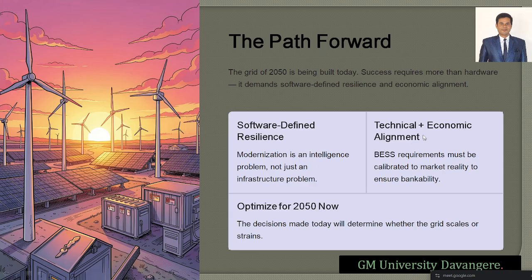So when you come to the point of the technical plus economic alignments, we should think about the battery energy storage requirement, right? That must be calibrated all the time, okay? Or else what will happen, it will make an impact on the market realities to ensure the bankability. So that is what we have to think about the battery bank also. The battery bank is very very important. The battery energy storage is also a very very important thing, right? So we should think about the technical plus economic alignments.